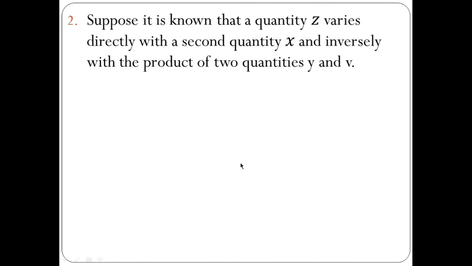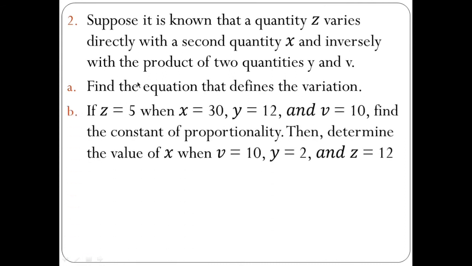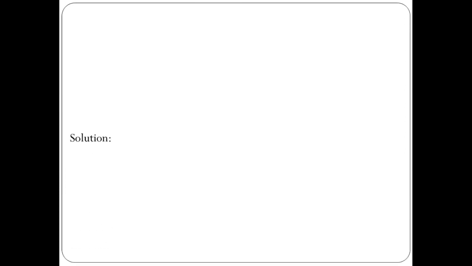Suppose it is known that a quantity z varies directly with the second quantity x and inversely with the product of 2 quantities y and v. Okay, so letter A, find the equation that defines the variation. And letter B, if z equals 5, when x equals 30, y equals 12, and v equals 10, find the constant of proportionality, then determine the value of x when v equals 10, y equals 2, and z equals 12. Okay. So let's proceed first to letter A.